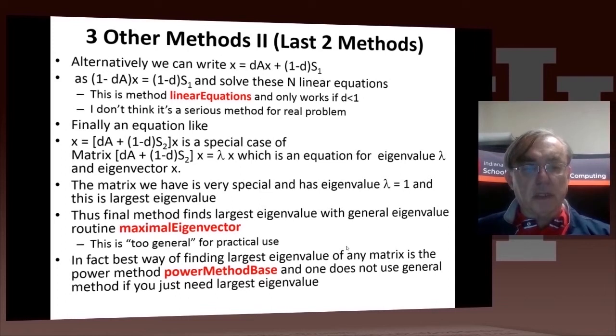Then we note that we can go back to the original form of the equation: x equals d times A plus 1 minus d times s2 times x. So that's actually an eigenvector equation, where x is an eigenvector. And actually, you can show the eigenvalue is 1, and also that this is the largest eigenvalue. So actually, another way of solving this problem is to find all the eigenvalues and eigenvectors. And that's the last method, maximal eigenvector.